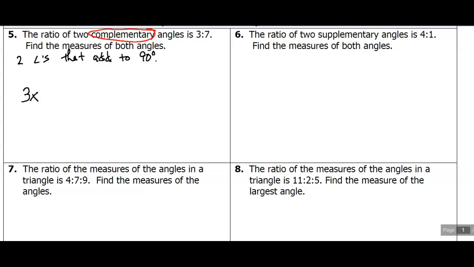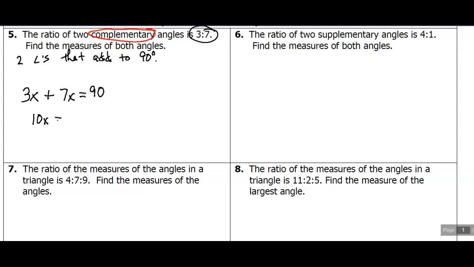So I put a 3x, I put an x with the 3, and I put an x with the 7, so now I have a number that's going to be a multiple of 3, because if I take a number and multiply it by 3, it automatically has to be a multiple of 3. And I do the same thing with 7. And since they're complementary, if I add them up, they have to be 90 degrees. So we use this ratio by adding some x's so that we have some multiples, and we add them up to set it equal to 90.